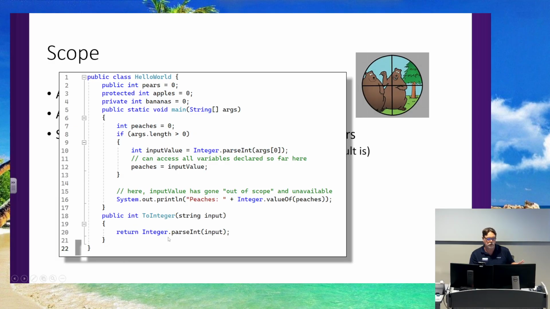So if down here in the 2 integer function, I tried to say peaches equals peaches plus 1, something like that, it would say, what are you talking about? I don't know what peaches is. That's an undeclared identifier, or a symbol that I know nothing about, because it's out of scope. For all intents and purposes, it doesn't exist if you're down here in some other scope.